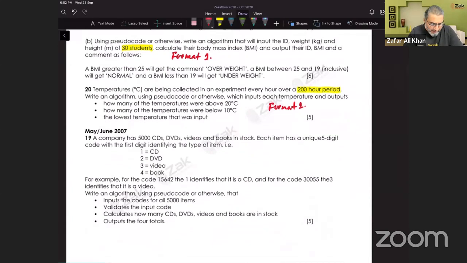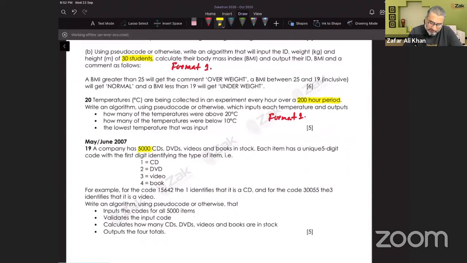Look at this question, May June 2007. A company has 5,000 CDs, DVDs, videos, and books in stock. Each item has a 5-digit unique code with the first digit identifying whatever. Input the codes for all 5,000 items. So this is one number given in a question where we have to do something 5,000 times. So this is called format 1. There is just one number given.